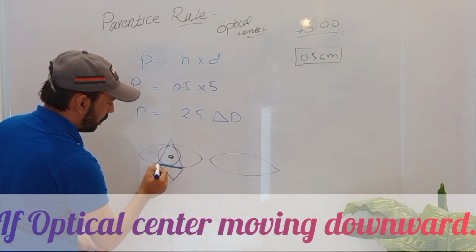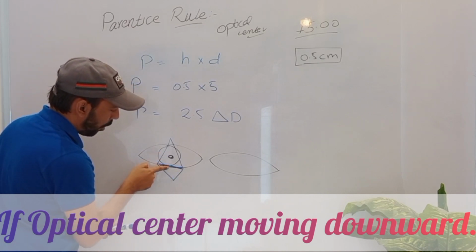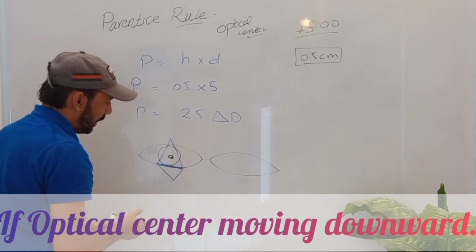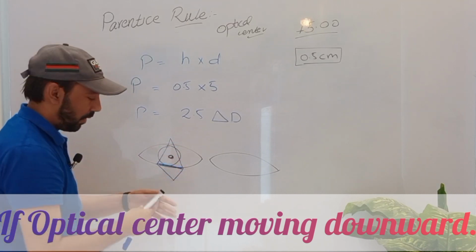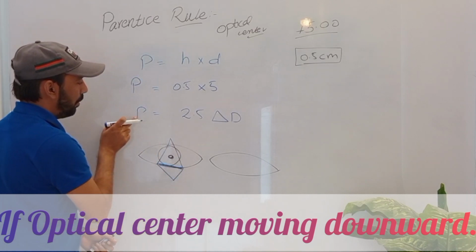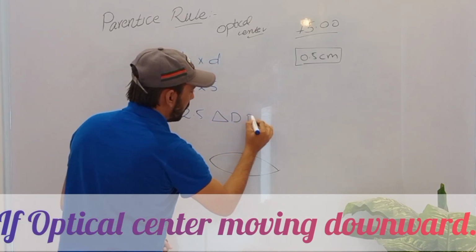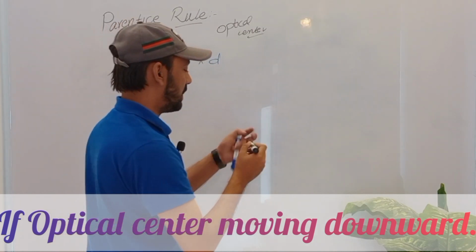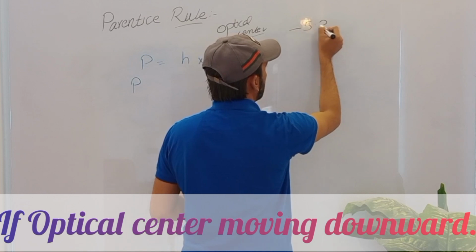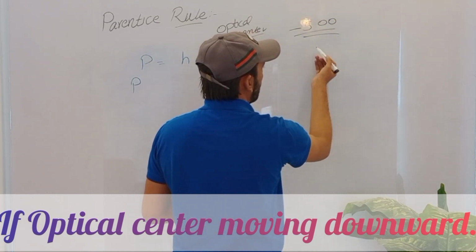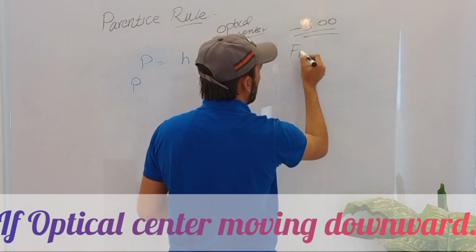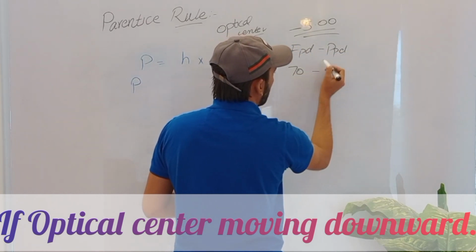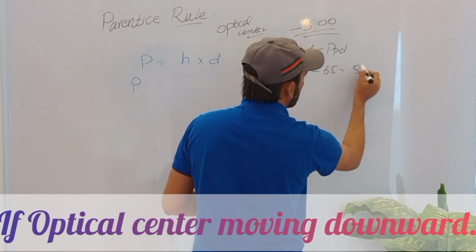So this is the center of the pupil and this is the optical center of the lens. The optical center is moving downward, and when the optical center is moving downward, it is creating the base down effect. So the prismatic effect will be 2.5 prism diopter base down. And now suppose we have a minus 5 spherical lens, and the decentration is frame PD minus patient PD. Frame PD is 70 again, patient PD is 65. The answer is 5 millimeter.